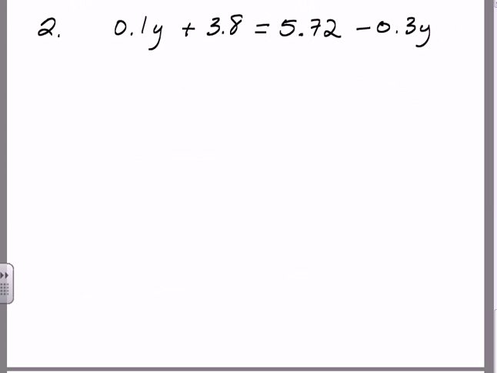Okay, another one with decimals. So I notice 1 digit behind the decimal, 1 digit, 2 digits, and 1 digit.